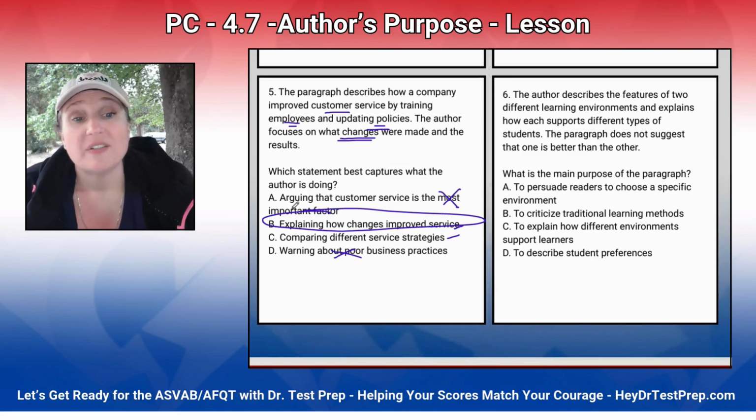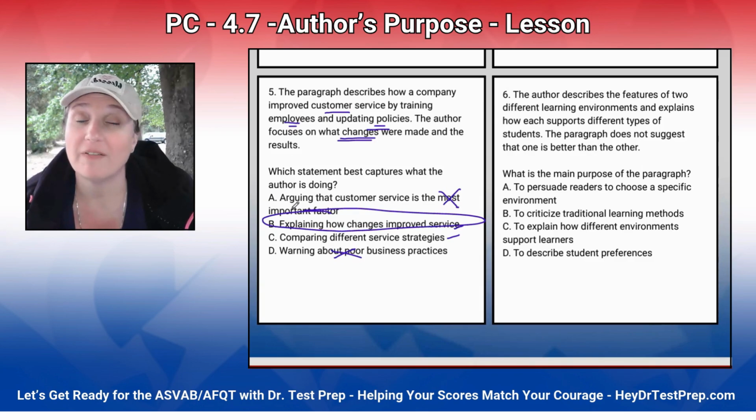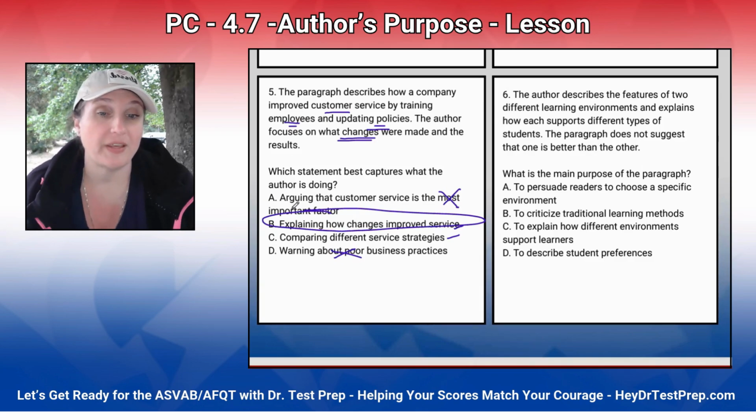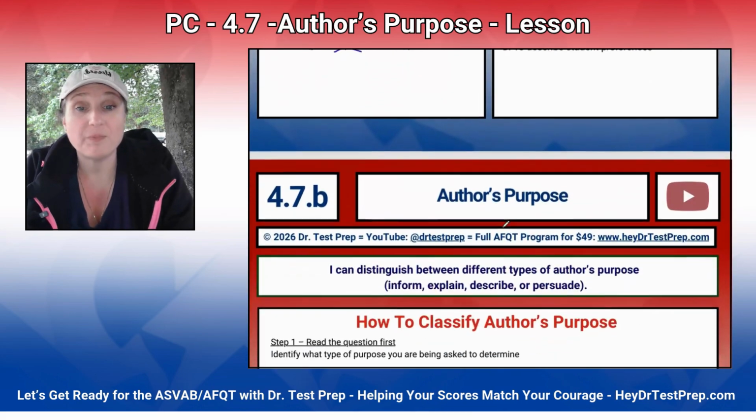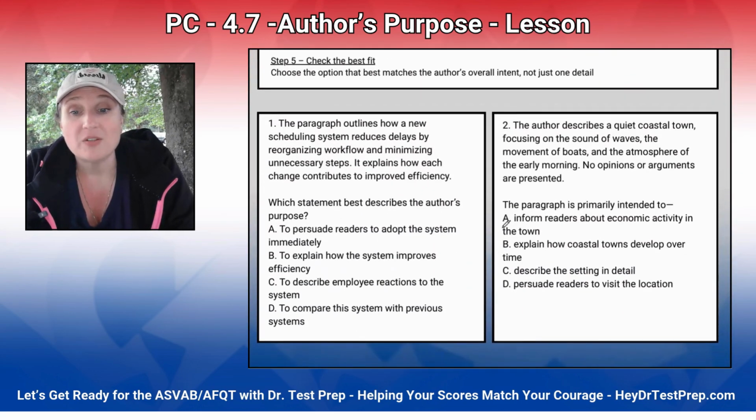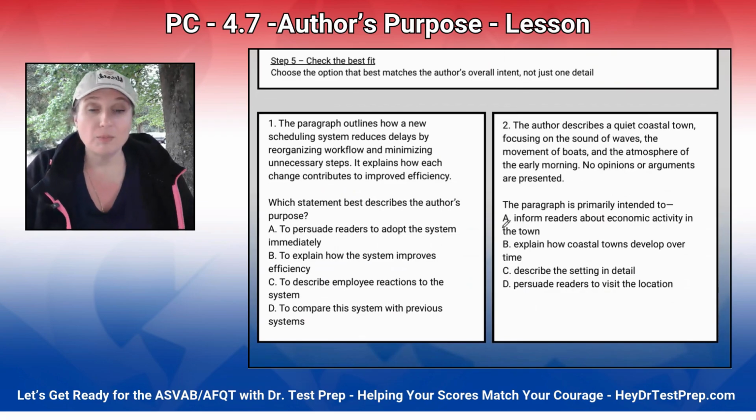The author describes the features of two different learning environments and explains how each supports different types of students. The paragraph does not suggest one is better than the other. So that means that it didn't persuade, it didn't criticize, and it didn't really describe preferences. It just says that it describes the features of different learning environments. So C is the best answer. So now we're going to get a little bit more challenging.